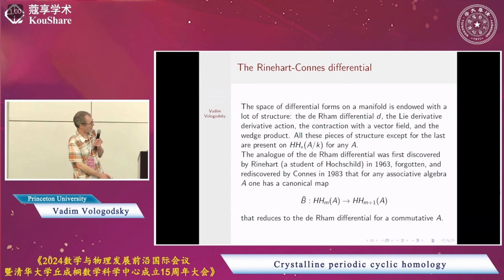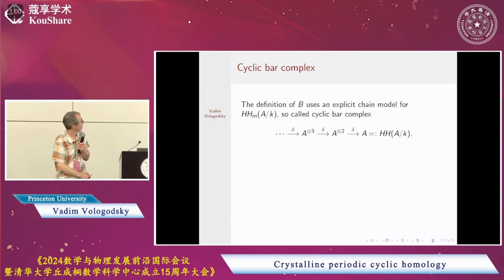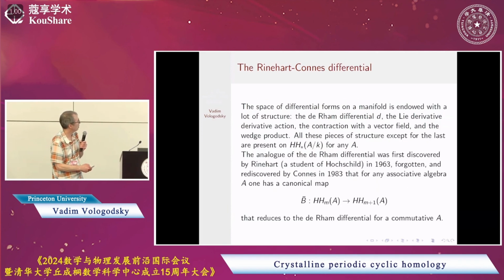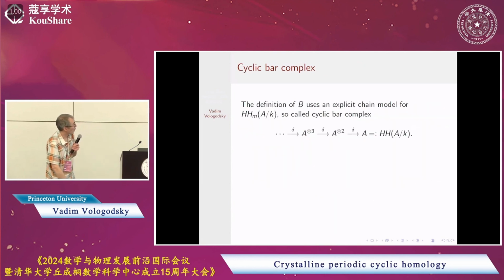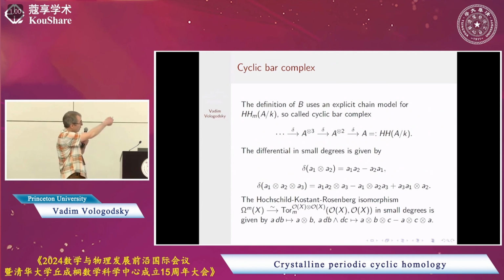So the most interesting piece of structure is the de Rham differential. Remember that Hochschild homology in degree m is an analog of differential forms of degree m. So the analog of the de Rham differential is this operator, which I depicted as B. This operator was discovered first by Rinehart, then it was forgotten, and then rediscovered by Alain Connes. Its construction uses an explicit chain model for Hochschild homology. So the de Rham differential B is given at the end by some explicit formula.